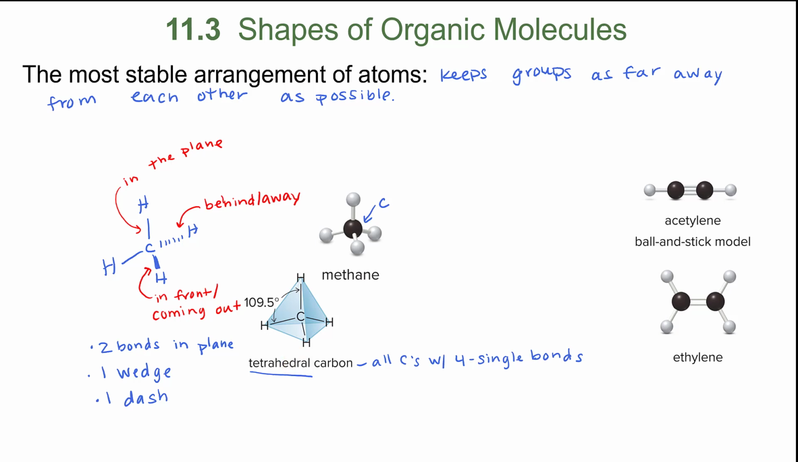If you have a triple bond, your acetylene that we drew earlier, which we can also draw this way, the hydrogens are coming straight out of that carbon, so this bond angle is 180 degrees. It's linear. And then for the ethylene, the bonds here are 120.